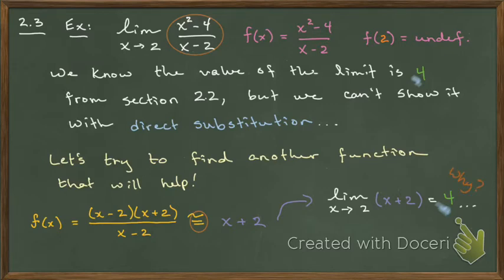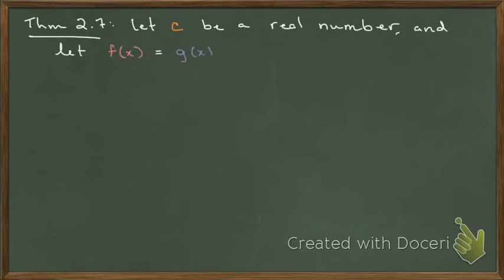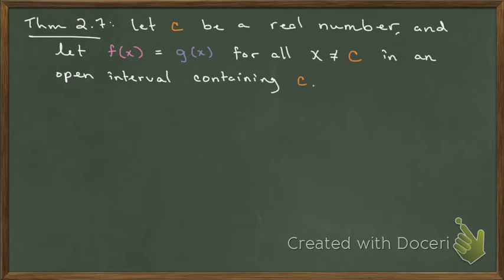Well, we have a theorem to help us describe that. Theorem 2.7 goes just like this. I'm going to write the words of the theorem to get that out of the way and explain as I go what's going on in the background. The gist is that I'm trying to find a different function that behaves the same way. Let c be a real number, and also let f of x and g of x be the same function for x not equal to c in an open interval containing c.